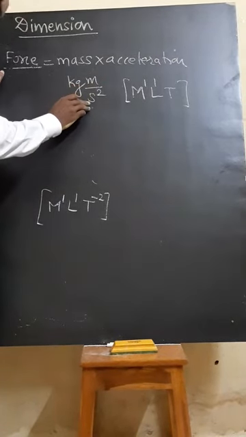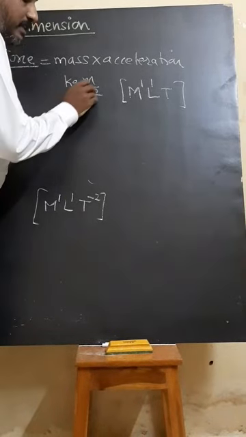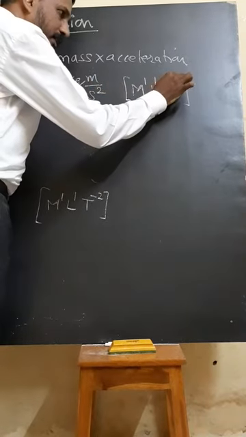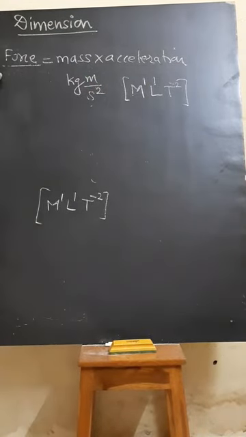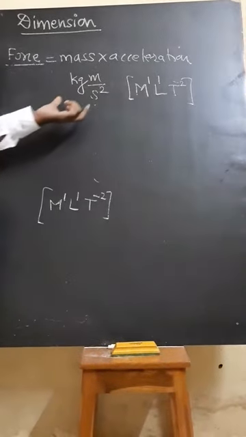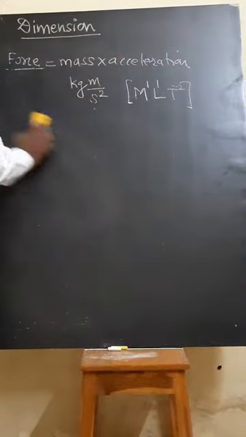Second square, second is the SI unit of time, and there is a second square. The power of second is 2, but it is in the denominator. So when it comes to the numerator, it becomes minus 2. Means from the unit we can also express the dimensions of any derived physical quantity. Now we take one more example.